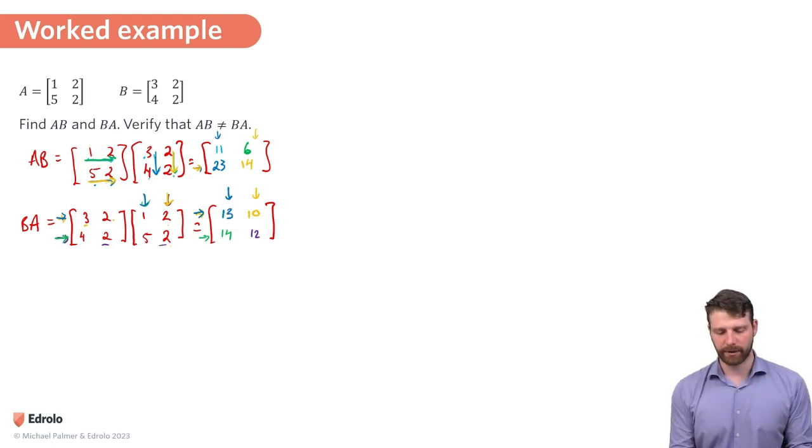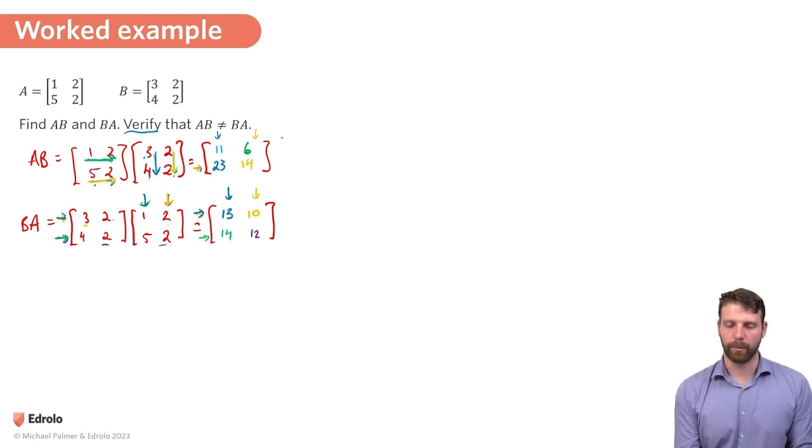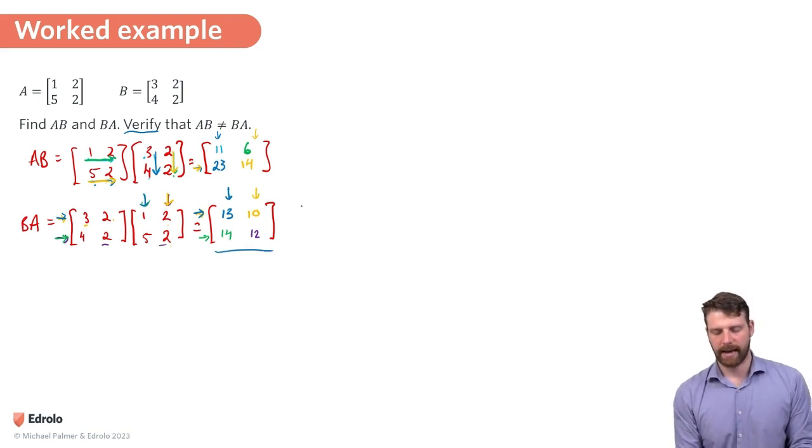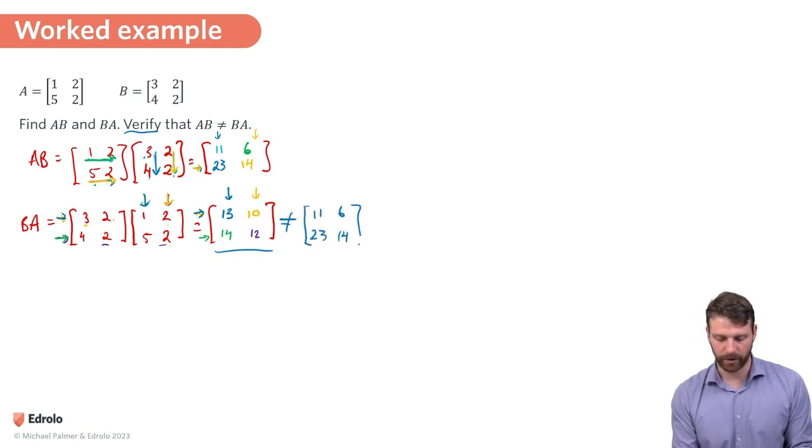And what I need to do here to verify that AB does not equal BA, I've got a chain here of BA. So BA equals this, which is equal to this thing here, and that is not equal to 11, 6, 23, 14, which was AB.